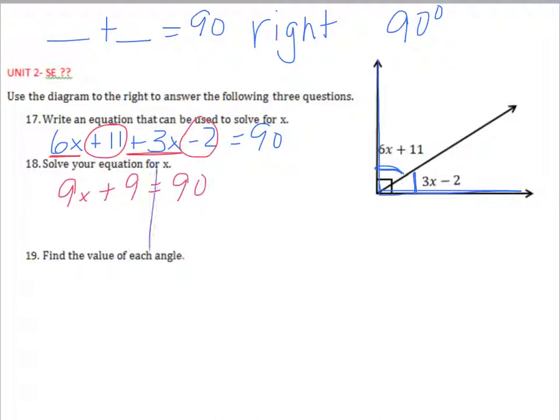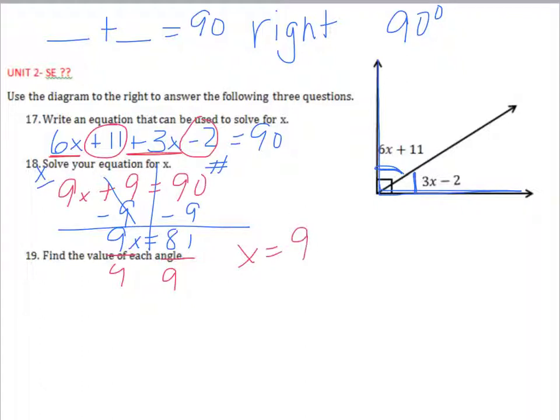Then we're going to separate, get our x's on one side and our numbers on the other. So we're going to subtract 9 from both sides. So this cancels. We get 9x equals 81. Divide by 9, x equals 9.